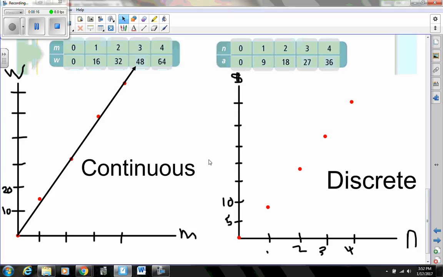Okay? If you have questions about the difference between continuous graphs and discrete graphs, or how to tell the difference between them, please make a note to ask me in class tomorrow.